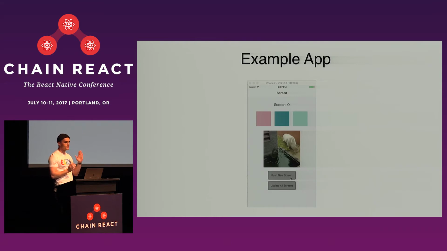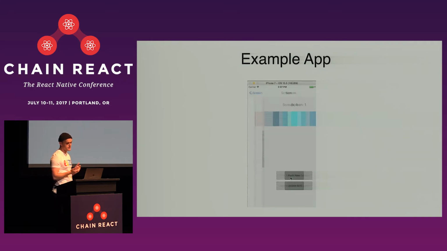push new screen, which pushes a new screen onto the stack, and update all screens, which basically dispatches a Redux action that causes all of the screens in the stack to select new random colors and a new random cat picture. Kind of a contrived example, but you'll see why I did it in a minute. So let's see what this looks like in action.